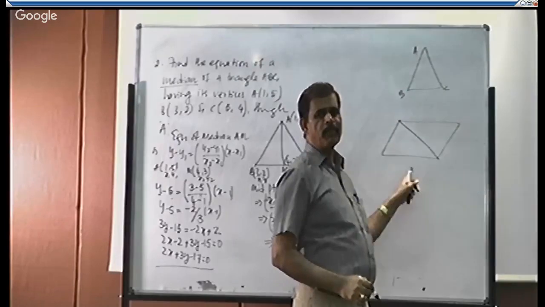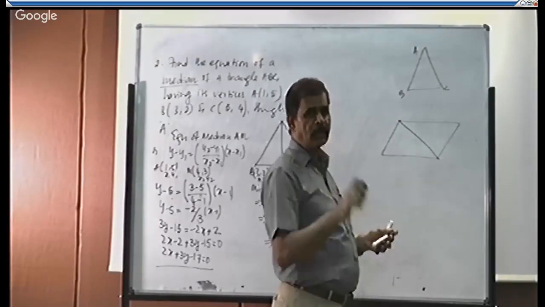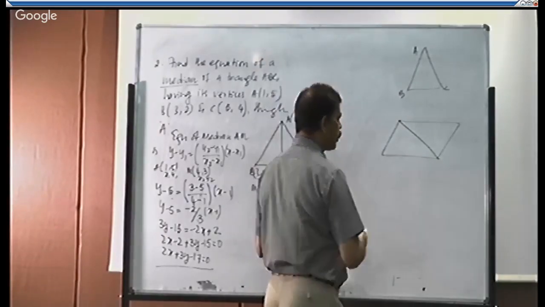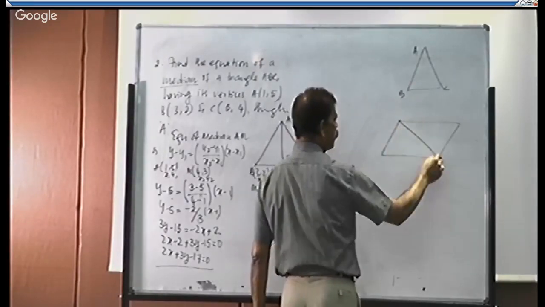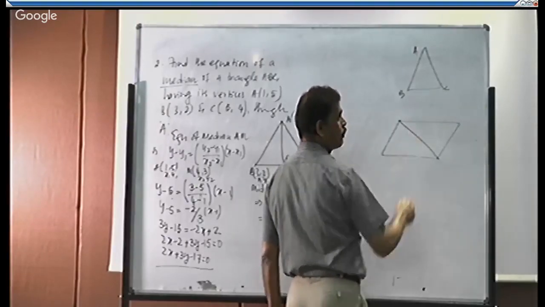Here, all the 4 points will be given. Just take the correct line. If it is a diagonal, you take this. There are 2 diagonals. From where to where? Observe it.